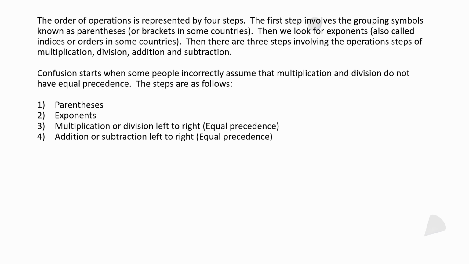Then we look for exponents, also called indices or orders, sometimes powers of in some countries. If we see any of those, we solve them if they're there. If they're not, we move down the line. After exponents, there's 3 steps involving the operation steps of multiplication, division, addition, and subtraction. Confusion starts, though, when some people incorrectly assume that multiplication and division do not have equal precedence.